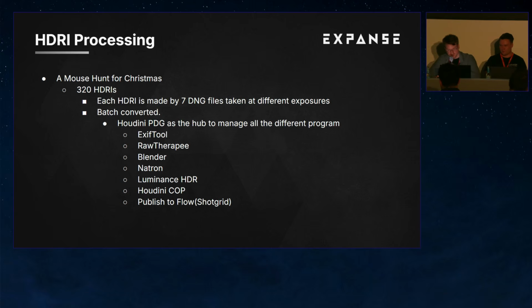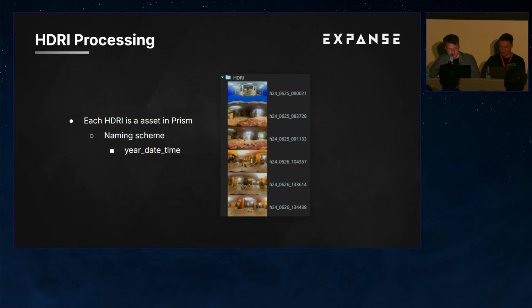Our HDR workflow is a journey between many softwares. Because of this, we are using Houdini PDG as a hub to manage them all. This makes it possible to batch convert them all. When the process is completed, they will be inside the HDR asset folder of the project.